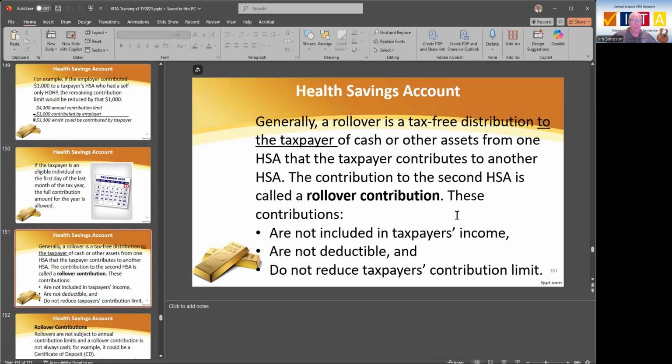You can roll over these health savings accounts. If you're not happy with the trustee, you can roll them over to another trustee. Usually you want to make sure that the distribution doesn't come through you. It goes directly to the other trustee. And if you roll over an existing one, that doesn't reduce the annual contribution limit. That's a whole separate issue.